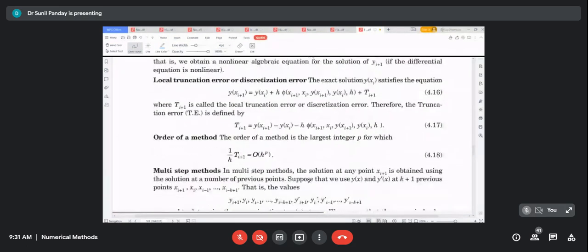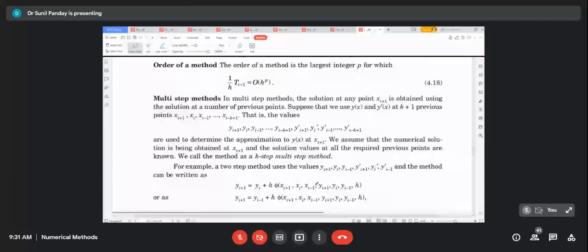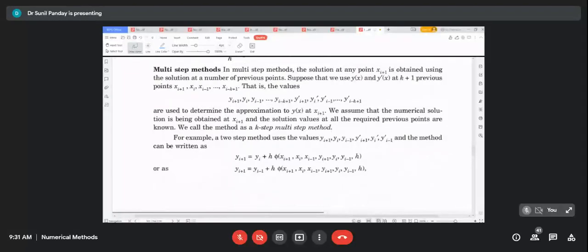Then we have this multi-step method. So in multi-step method, the solution at any point xi plus 1 is obtained by using the solution at a number of previous points. So suppose we use y and y dash at k plus 1 previous points, like xi plus 1 is required, xi is also required, xi minus 1 is also required, and xi minus k plus 1 is also required in the calculation of yi plus 1.